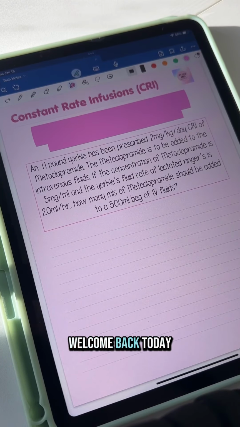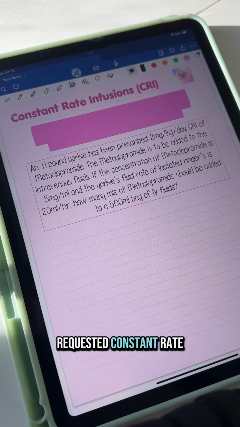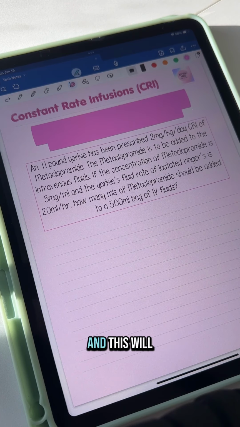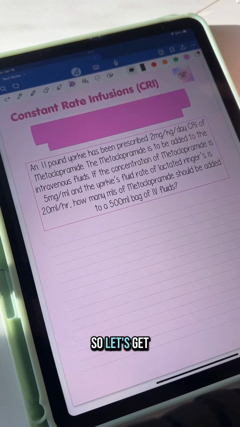Hey everyone, welcome back. Today we're going to go over the much requested constant rate infusions math problem, and this will be related to vet med, of course, but will also apply to human medicine, so let's get into it.